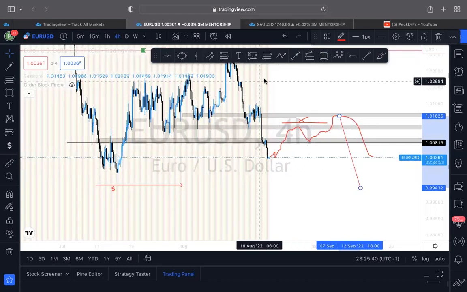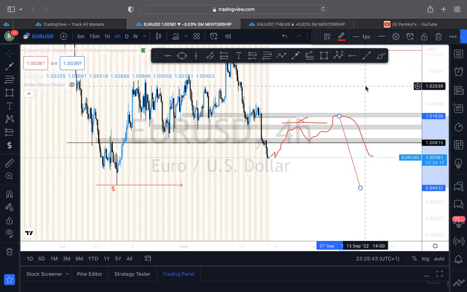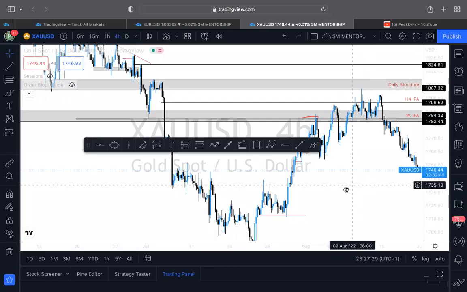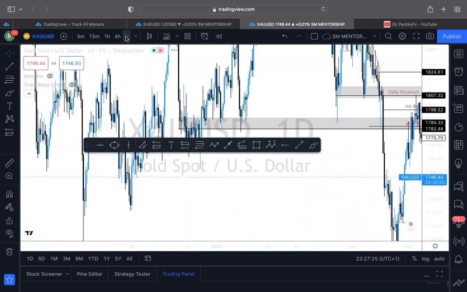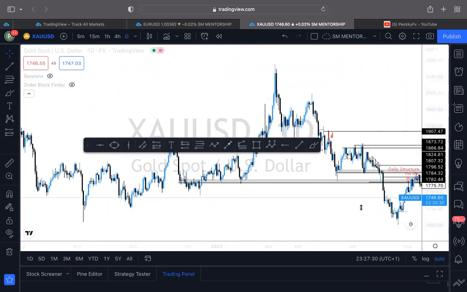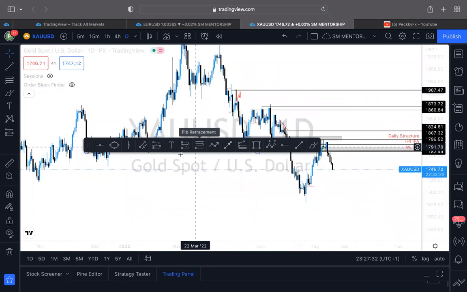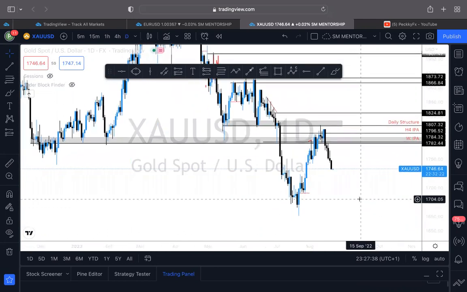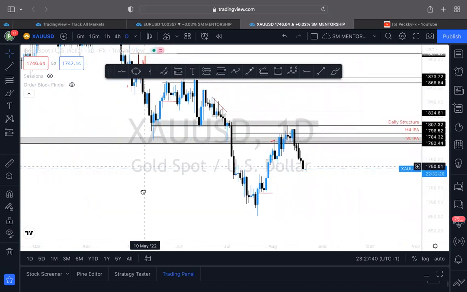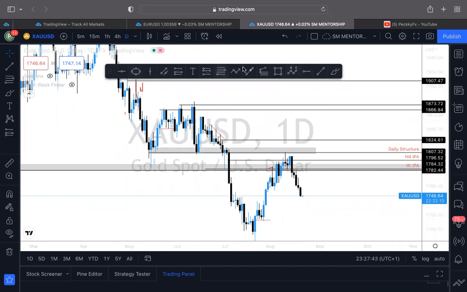All right, so the next one is gold. I think basically it did the same thing. If you go to the weekly time frame, or the daily time frame, you can see how I marked out these levels and how it's the same as what just happened on Euro USD. So you just have to take note of these zones on the higher time frame. Where did the market break without retesting? This is where we have a double bottom on the daily time frame.